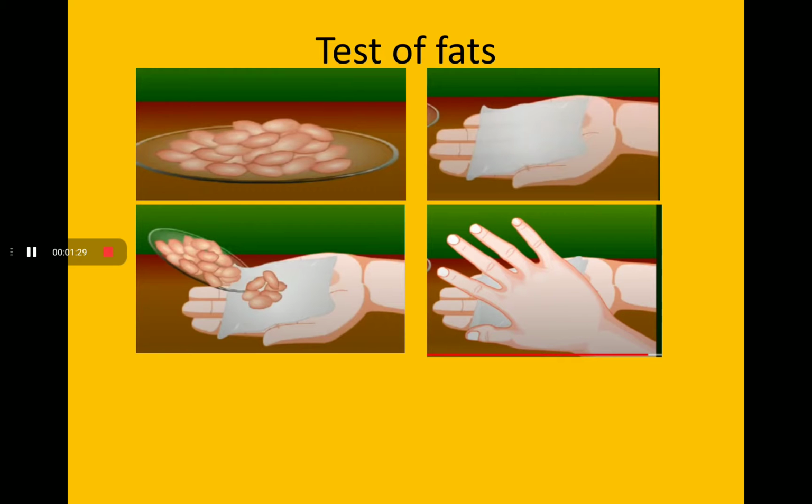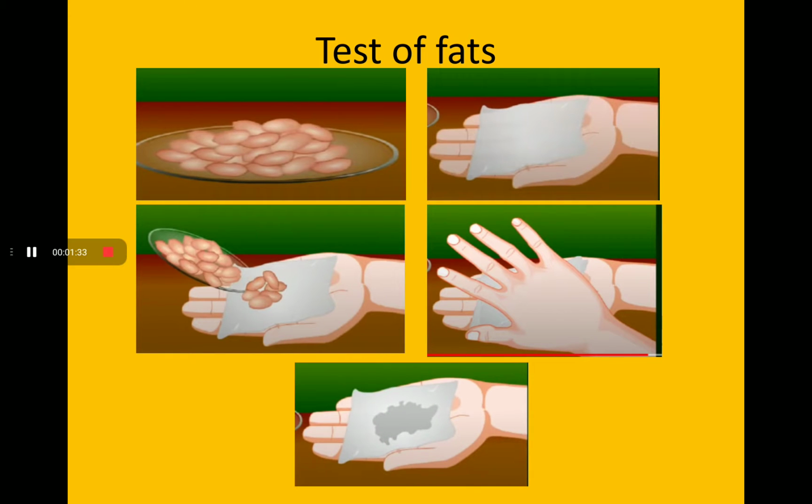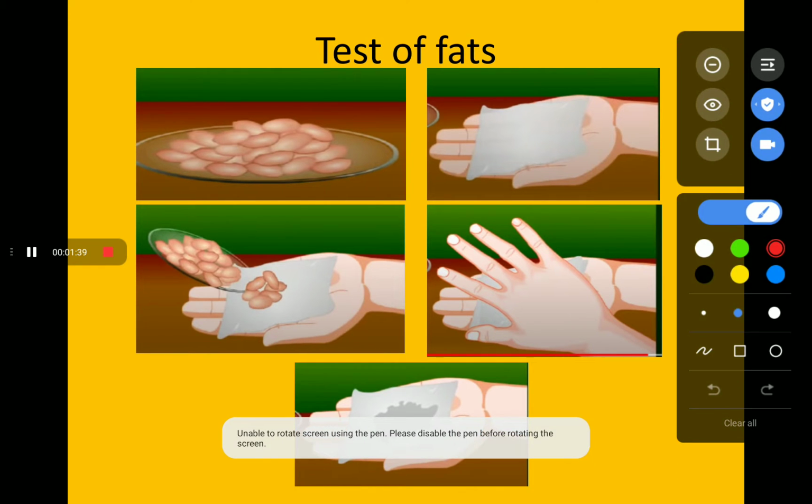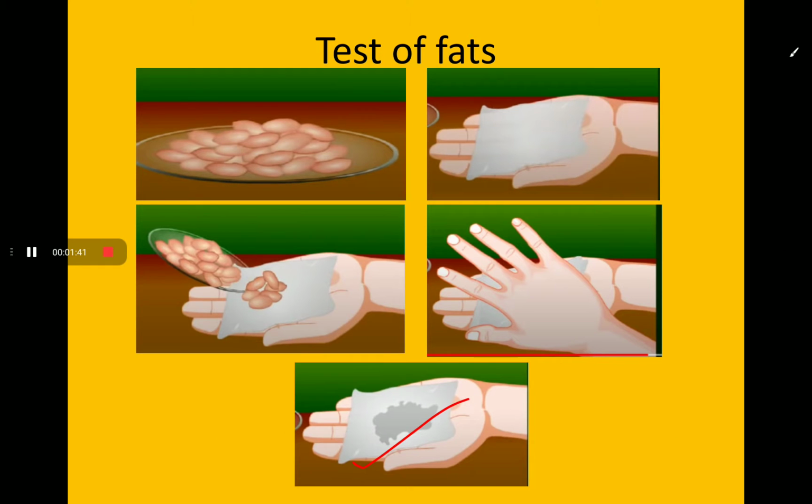Now observe the paper carefully. If there are oily patches like this in the paper, then this indicates the presence of fat in the food item which you have taken for the test.